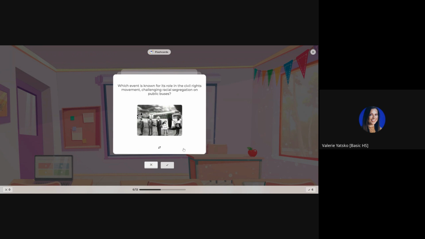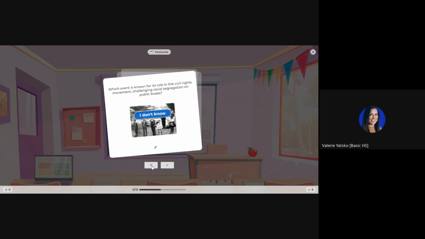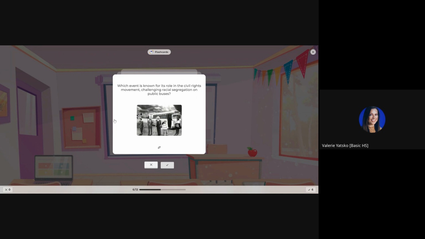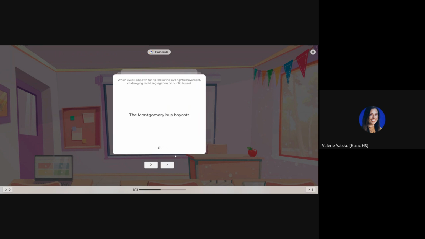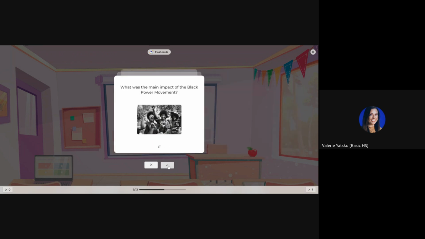Okay, and I'm saying that we know all these. If you don't know one, say that you don't know it so it can come back and quiz you again until you do know all of these, because these will be your test questions. Which event is known for its role in the civil rights movement, challenging racial segregation on public buses? That would be the Montgomery bus boycott.